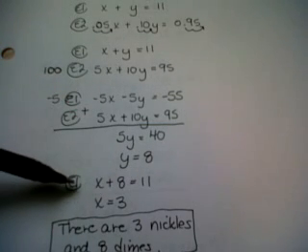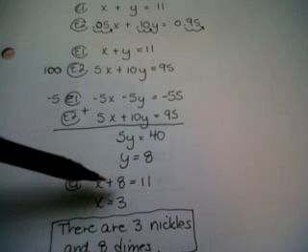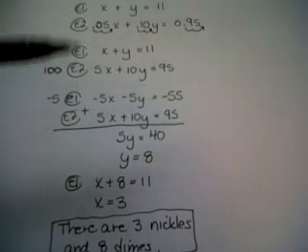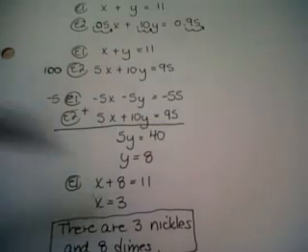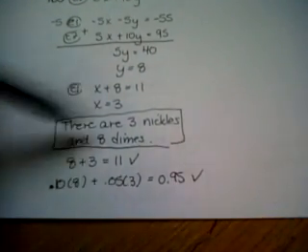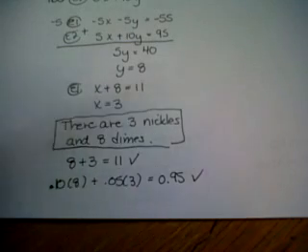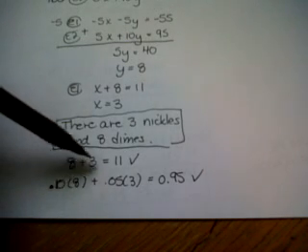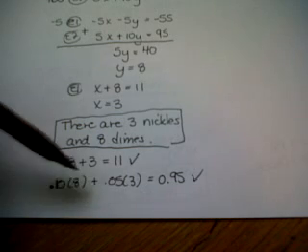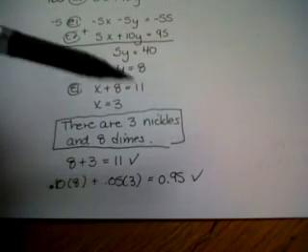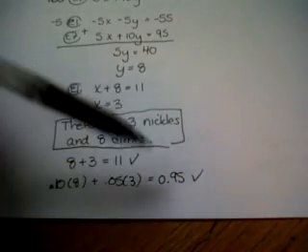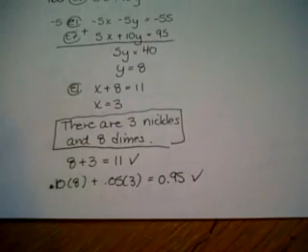I decided to use my original equation 1, which said x plus y equals 11, so I substitute y as 8. And I solved for x, and I got x equals 3. This tells me that there are 3 nickels and 8 dimes, so I write a nice sentence. And then I need to show my work. 8 plus 3 equals 11. That checks out. And 10 cents times 8 plus 5 cents times 3, because I said I had 3 nickels and 8 dimes, that turns out to give me 95 cents.